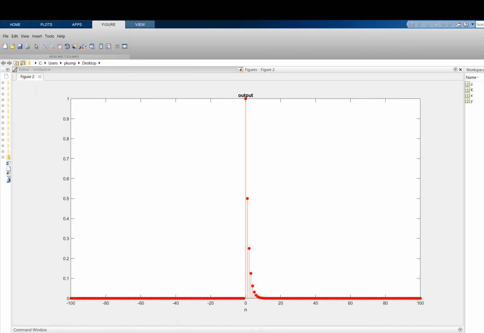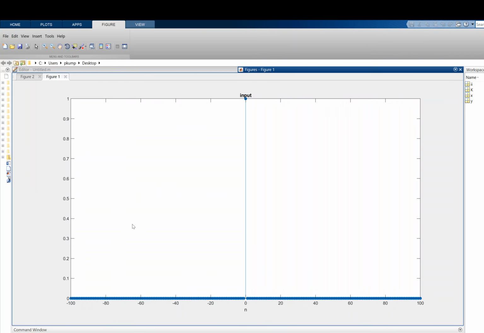Let me dock these. All right, this is the input, generated by the program. You see n is down here from negative 100 to 100, and the input is 0 except at the origin, where we have 1, and then it goes back to 0. So that's the input. That's an impulse.